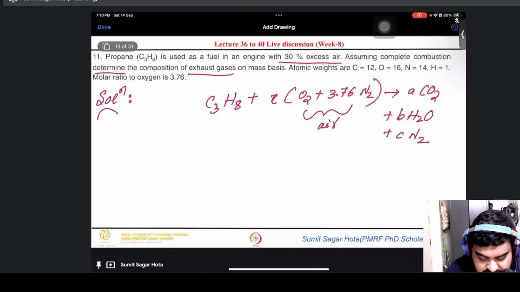Here, if you see in this question, it is written 30% excess air. That means whatever value we find out, we have to multiply it with that excess air of 1.3 in the x value. That's the whole idea of this question. So let's start with the carbon balance. With carbon balance, a is equal to 3.